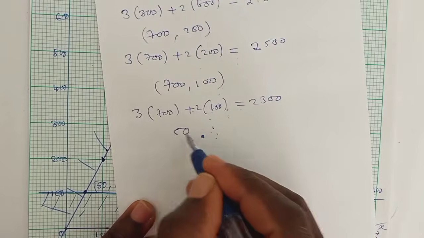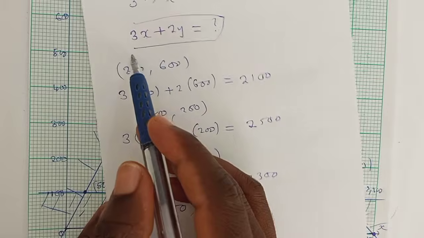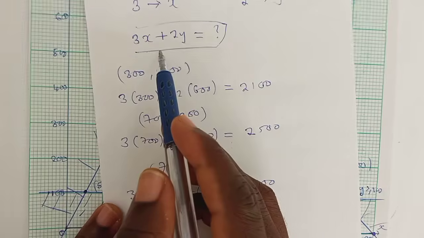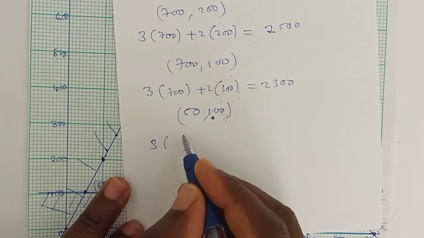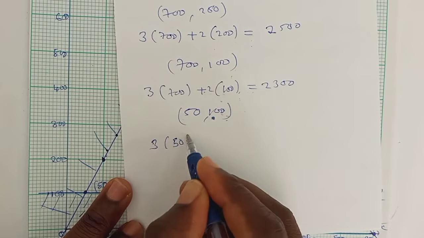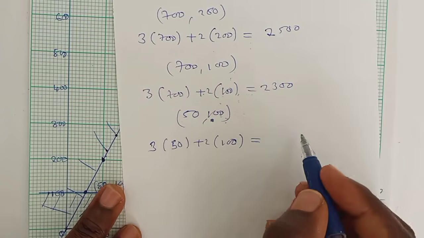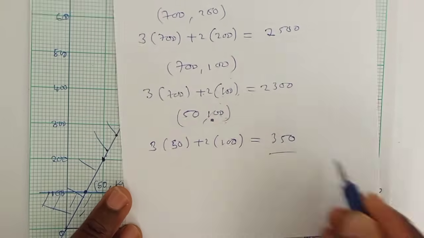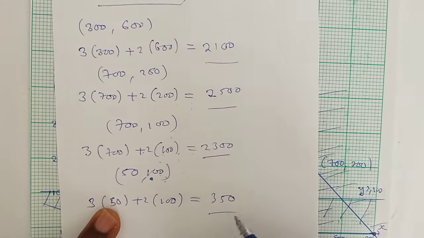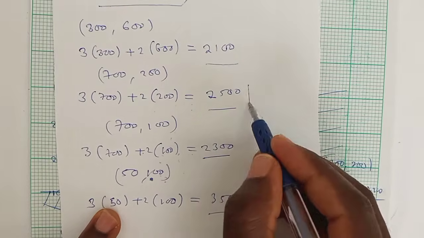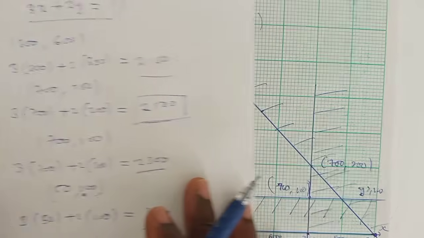I go to the last one, which is this one. This is 50, 100. Remember this function, or this equation, is very important. So I'll put 3 times 50 right here plus 200 there. When I solve, what am I getting? 350. So they said maximum. If you look at these answers I've gotten, which one is the maximum? It's actually this one here, 2,500.